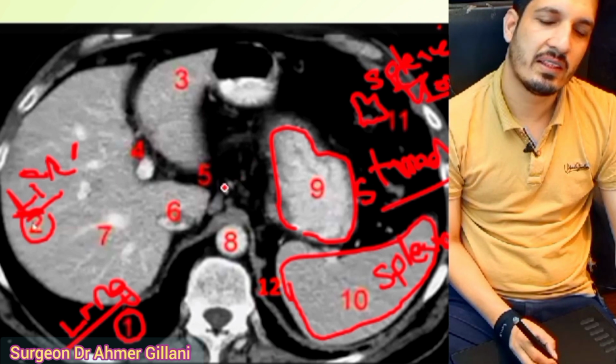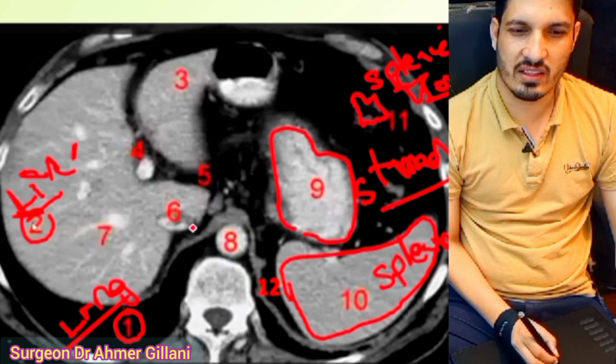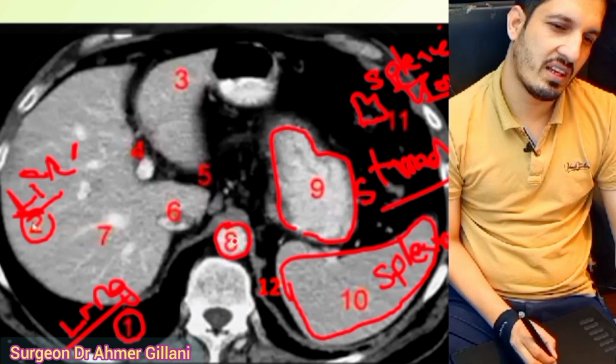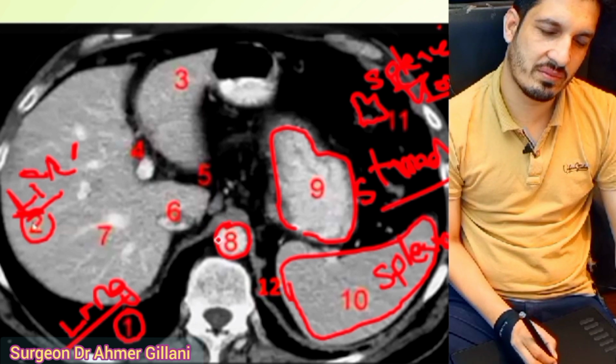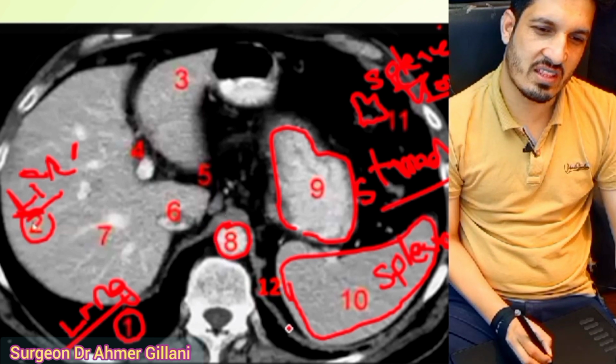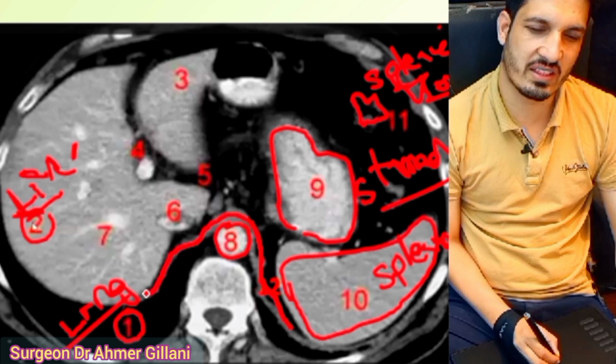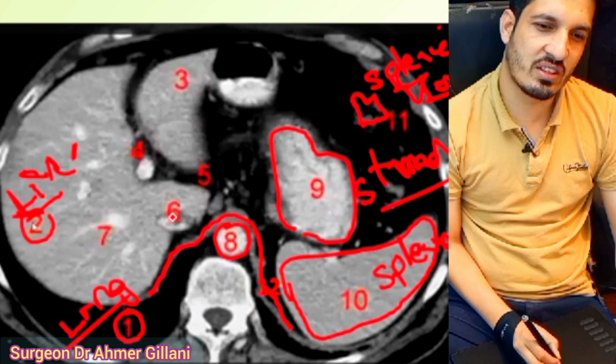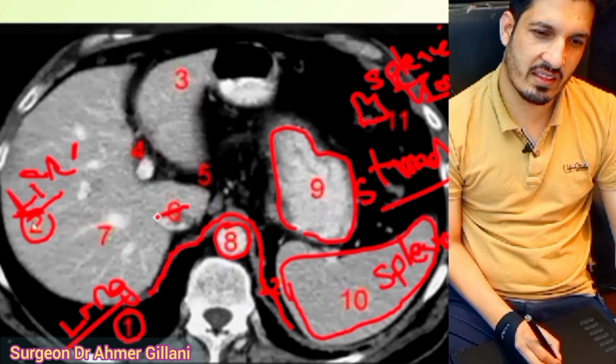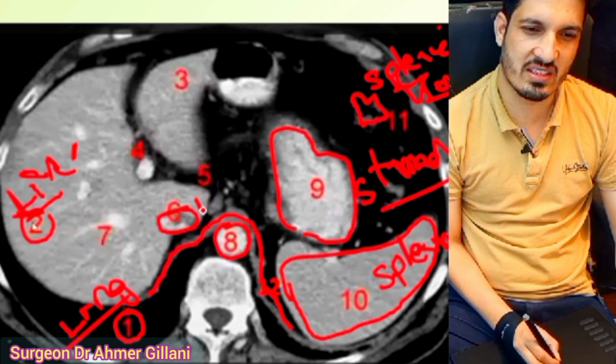Okay, and structure number 8, exactly this structure, this is the aorta of the patient. Structure number 12, exactly this structure, I am going to mark this. This is crura. And this structure number 6, this is IVC.